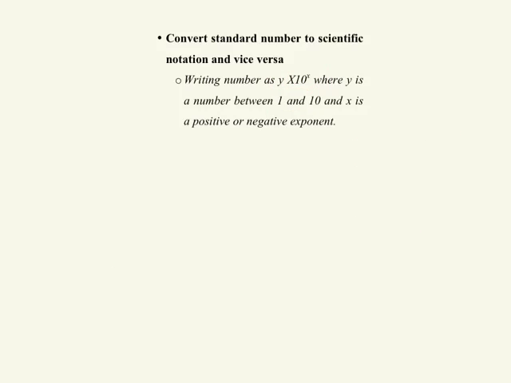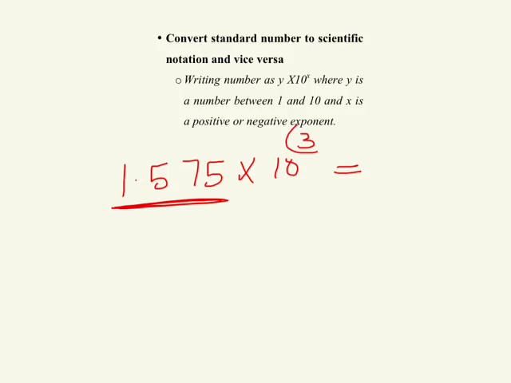So this is going from standard to scientific, and similarly you need to know how to go from scientific to standard. For example, let's say 1.575 times 10 to the third. Is that scientific notation? Yes, because this number, y, is between 1 and 10. Now to change it into standard, since our exponent is 3, we move the decimal 3 places in a forward direction. So 1575 will be the answer.